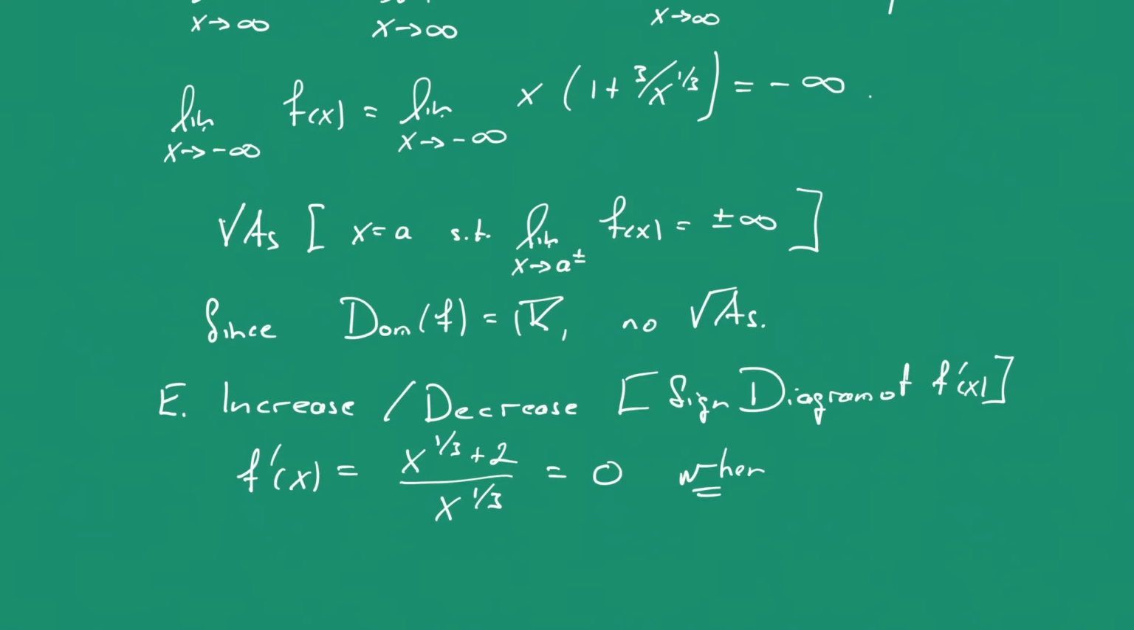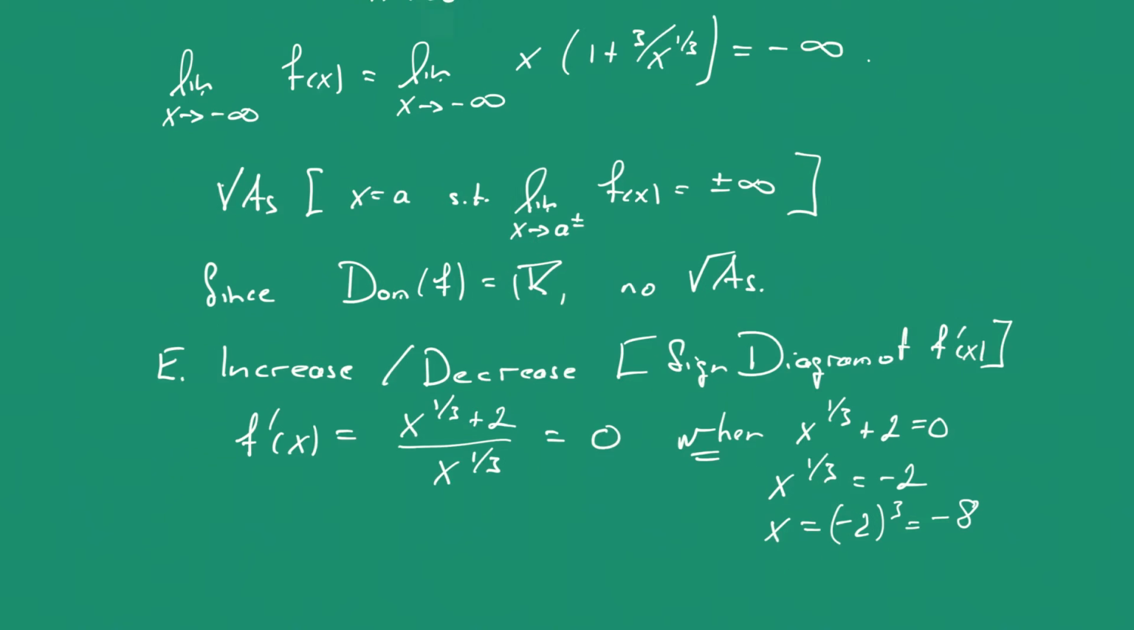So when we're trying to find a sign diagram, we look for places where our function takes the value 0 and where it's discontinuous, which is to say where our function doesn't exist. Okay, so this function is 0 when the numerator is 0, which is to say when x^(1/3) + 2 is 0, which means x^(1/3) is equal to -2, and cubing both sides, we get x on the left is equal to (-2)^3, which is -8. Okay, so f'(x) is 0 when x is equal to -8.